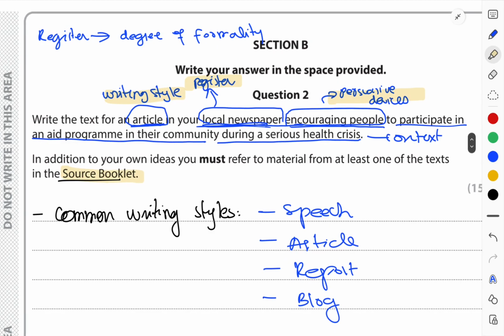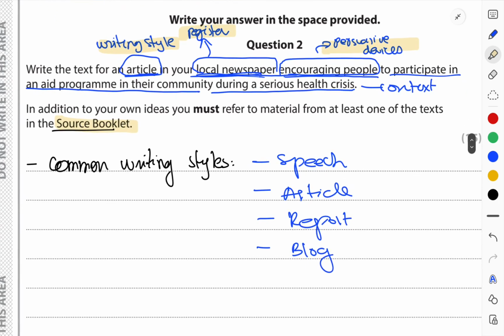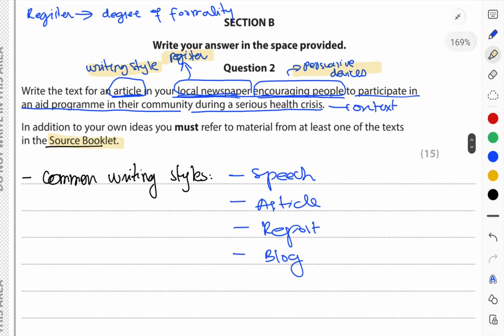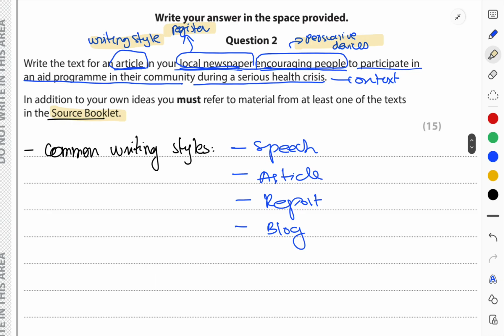You need to construct your answer or structure it in a certain way, so that it addresses the keys, the things to hook young readers into reading, and older people into reading this, right? Okay, so the common writing styles, this is how you decode the question, by the way. So common writing styles: speech, article, report, blog, and their register depends on the context.